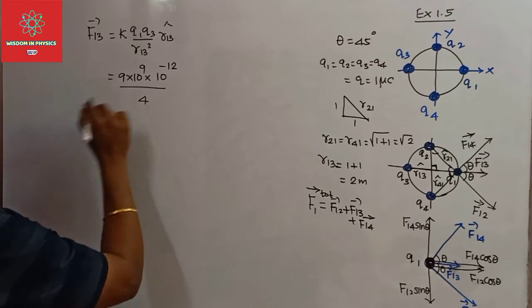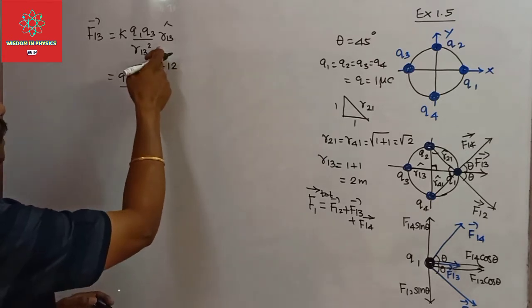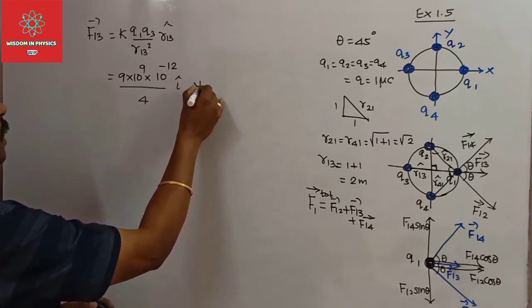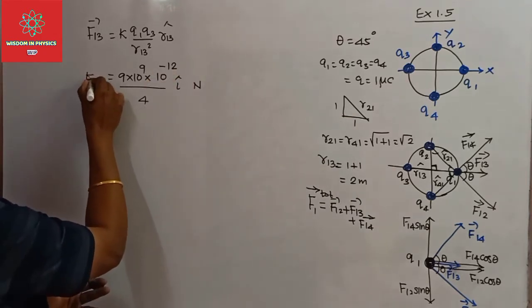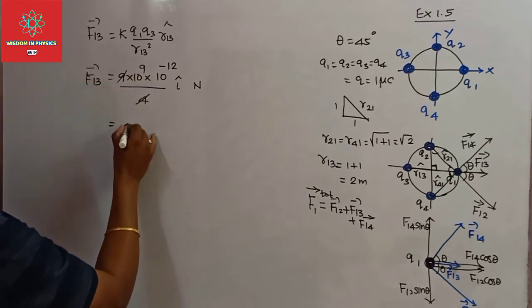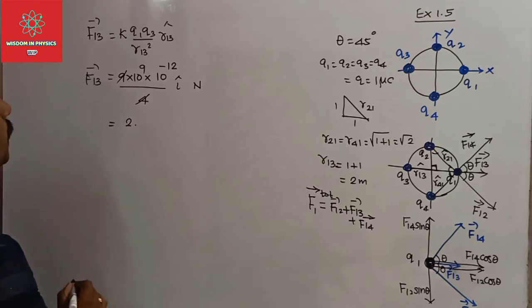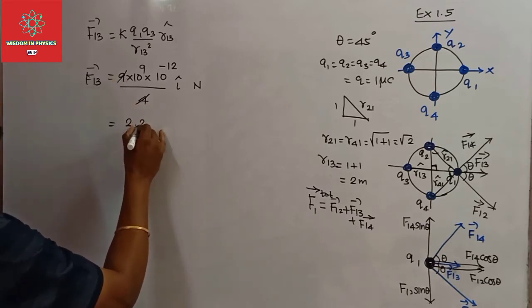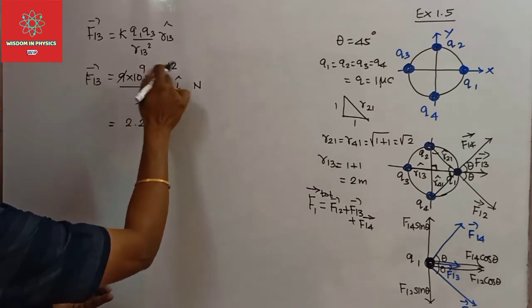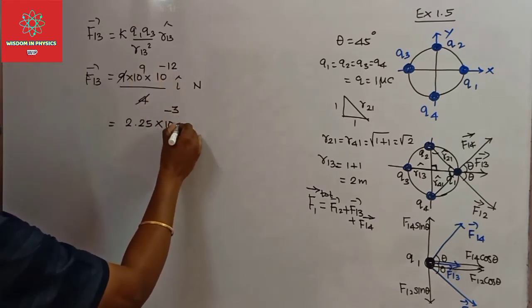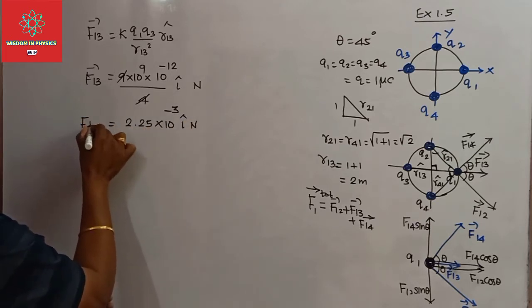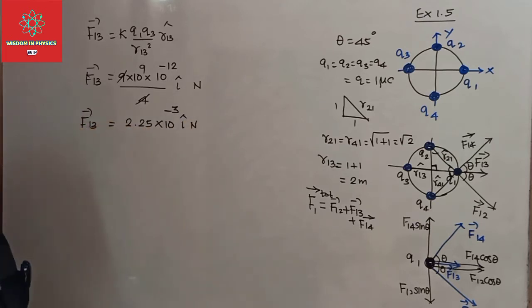Let us first find out the direction. Direction is positive x-axis, so it is equal to I cap and the unit is Newton. This is what your F13 vector, and that is equal to 4 2s are 8, then 1 by 4 is 2.25. So 2.25 into 10 to the power of 9 minus 12 is minus 3 I cap Newton. So this is what your F13 vector. Is it correct?